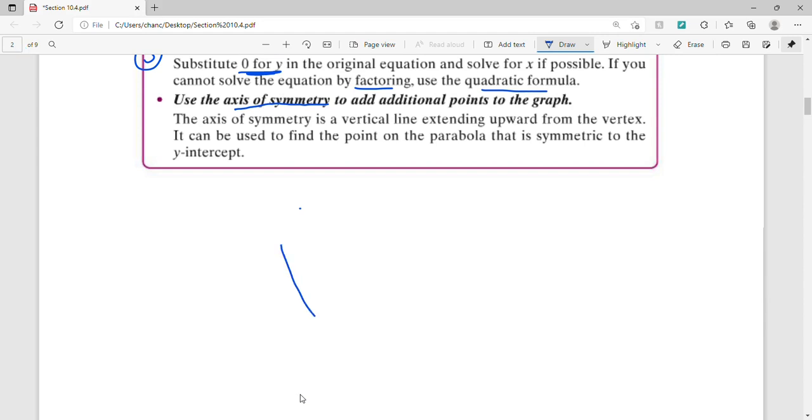So let's draw a standard parabola here. We're going to have an axis of symmetry that runs down the middle of our parabola, and this point is symmetric across the opposite side. So the distance from this to the center is the same distance on the other side. So this is a symmetric parabola.